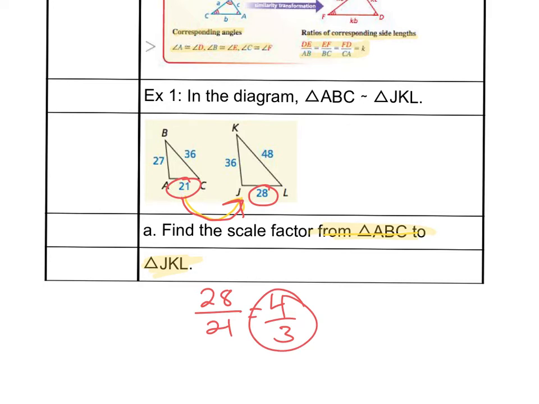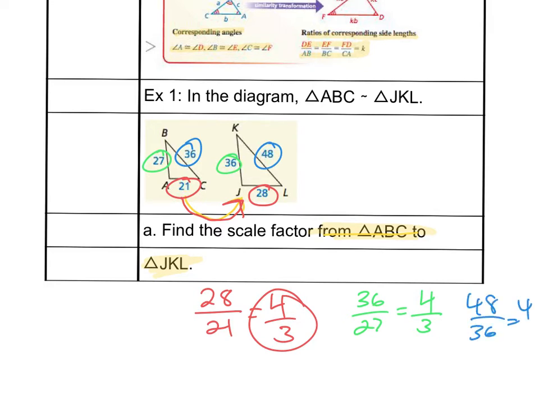Now, if you wanted to check to make sure you did it right, we could pick any other two sides. I could pick these two sides that I circled in green and set up 36 over 27. That's also going to equal 4/3 when I reduce. And then also this 48 over 36. They all should end up with the same reduced fraction, or scale factor, if you do it correctly.